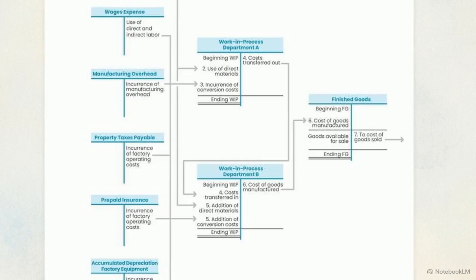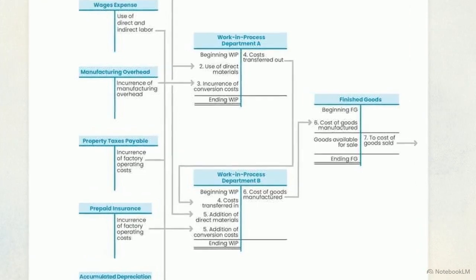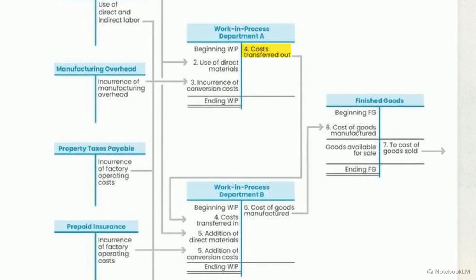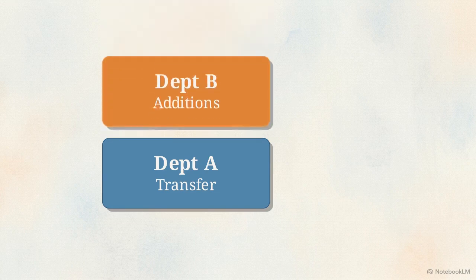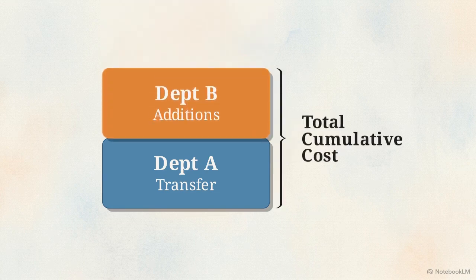Because the physical product moves down the assembly line, the accumulated financial costs have to move right alongside it. In Step 4, the total costs exit Department A on the right side and drop down to become the baseline starting costs entering Department B. Department B adds its own layer of processing to the units, which requires pulling further direct materials and conversion costs from the main input column. The ledger is strictly cumulative. Department B now holds all of Department A's transferred costs, plus its own newly added costs.